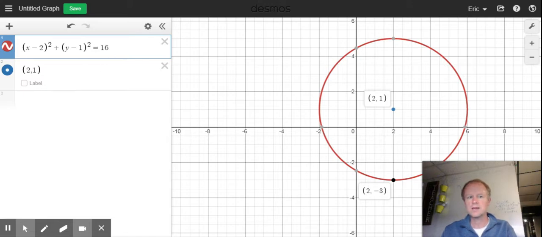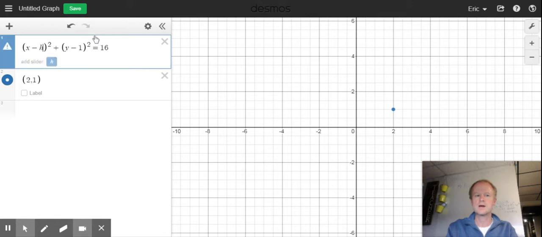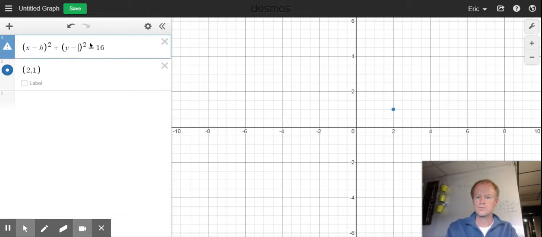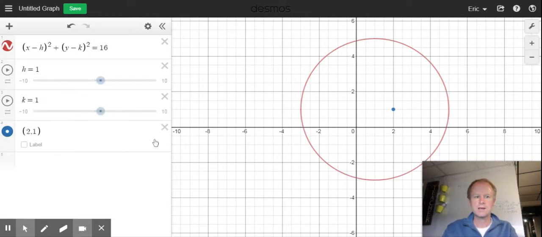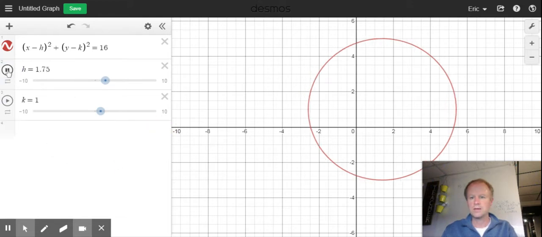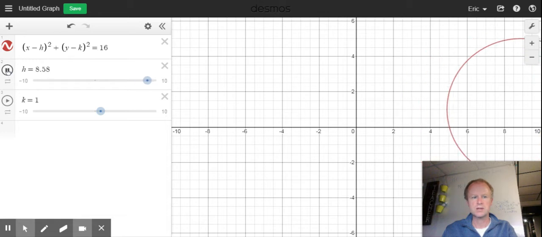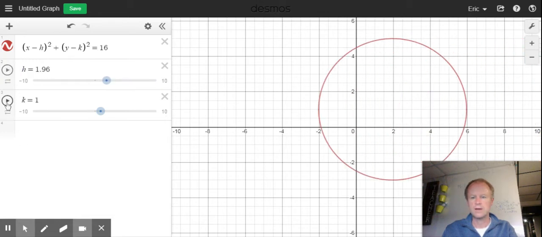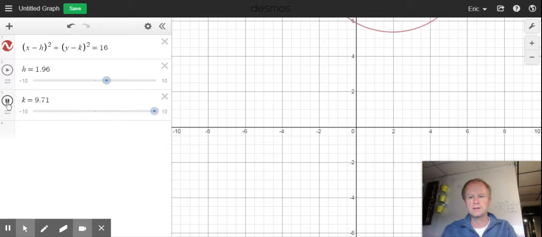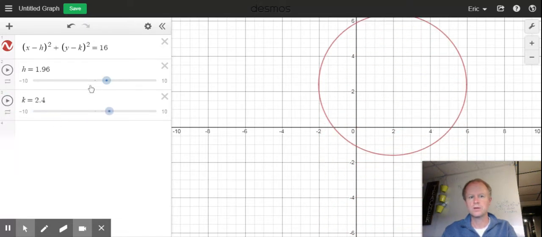Now the cool thing on Desmos is I could play with this. I could call this H, and I could call this K. And so if I make that H and that K, and I just add sliders, I don't need this anymore. I could play with the H. So that H, you can see, is moving the left-right of the center, and the K is changing the location of the up and down of that center, the Y coordinate of that center. So I would encourage you to play around on your own.